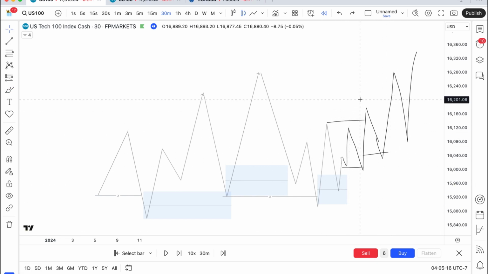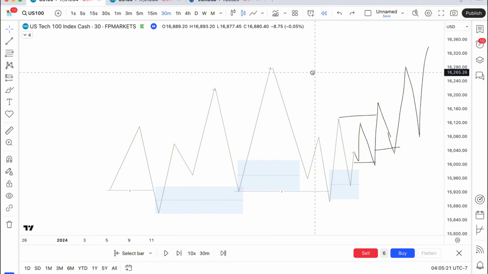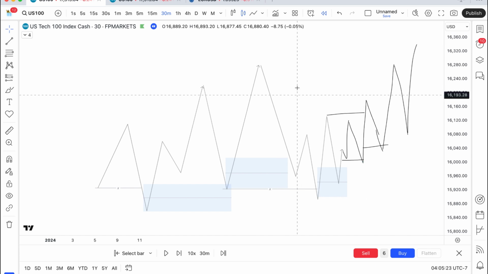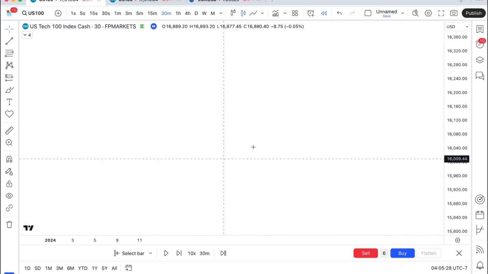Okay, these are the three most powerful ways that we find direction. Okay, and so I hope you guys understand these examples. But we're going to go right now to a live chart example.